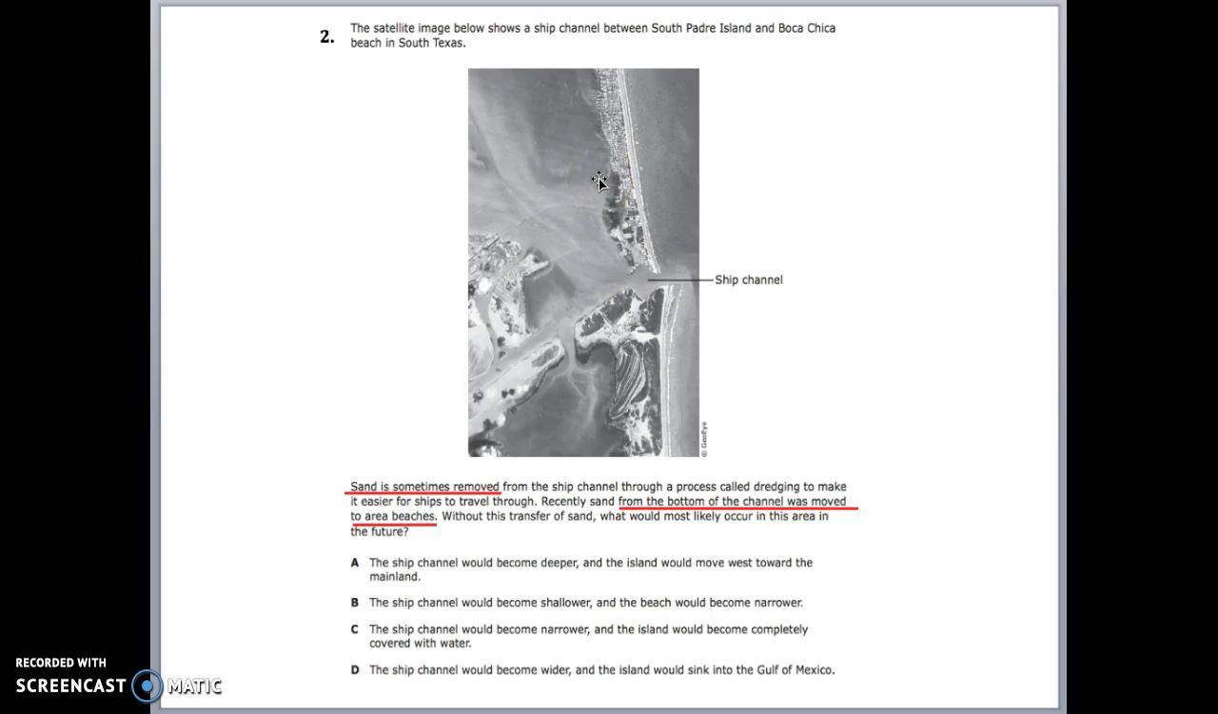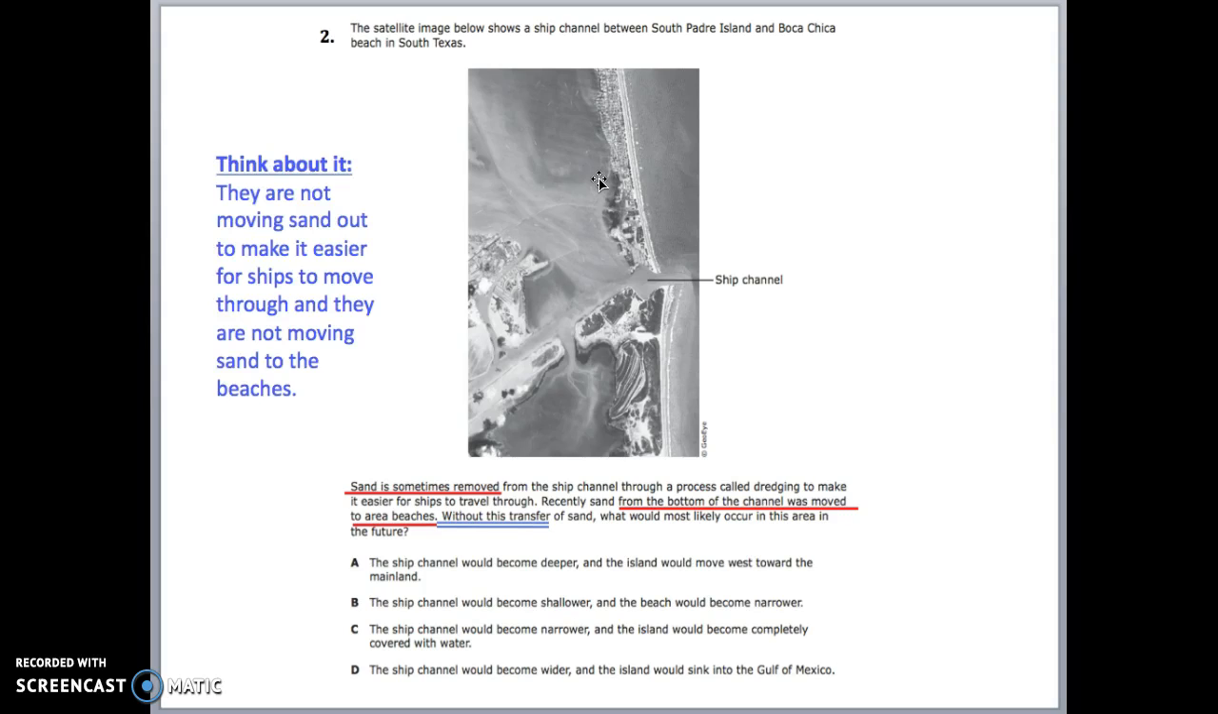And they're wanting to know, without this transfer of sand, what would most likely occur in this area in the future? What do you think would happen? So I want you to think about it. They're not moving sand out to make it easier for ships anymore, and ships probably need a pretty decent depth for these larger ships. They're also not moving the extra sand to the beaches anymore, so the beaches are receiving less sand. Think about those things when you answer this question.